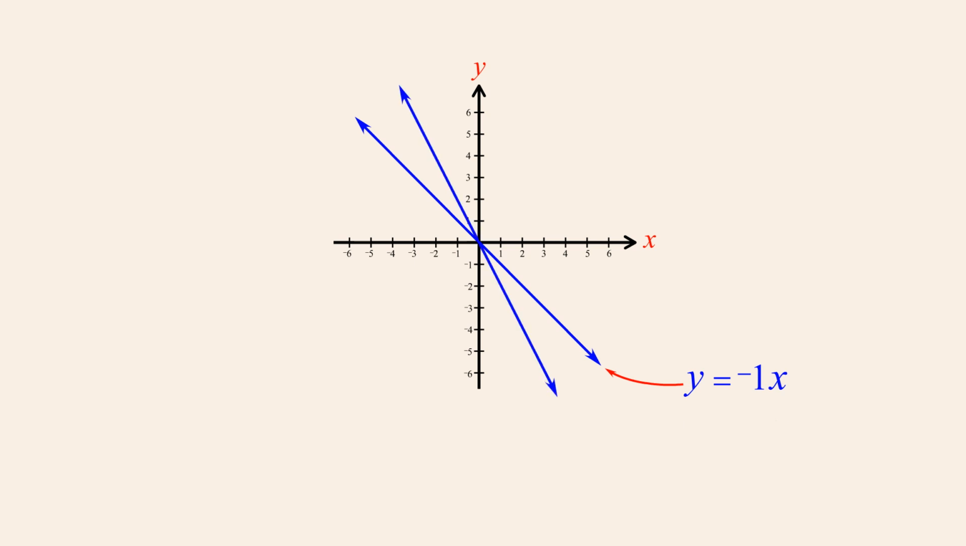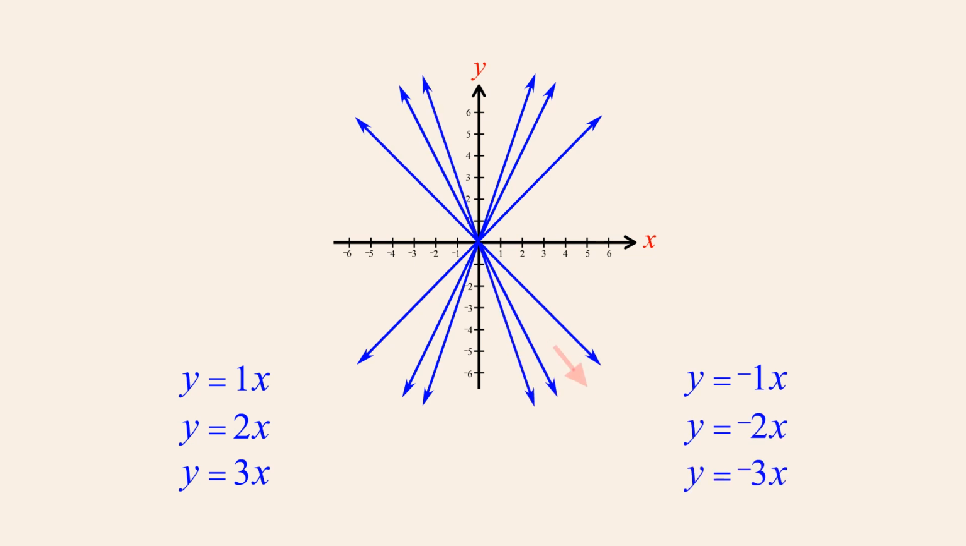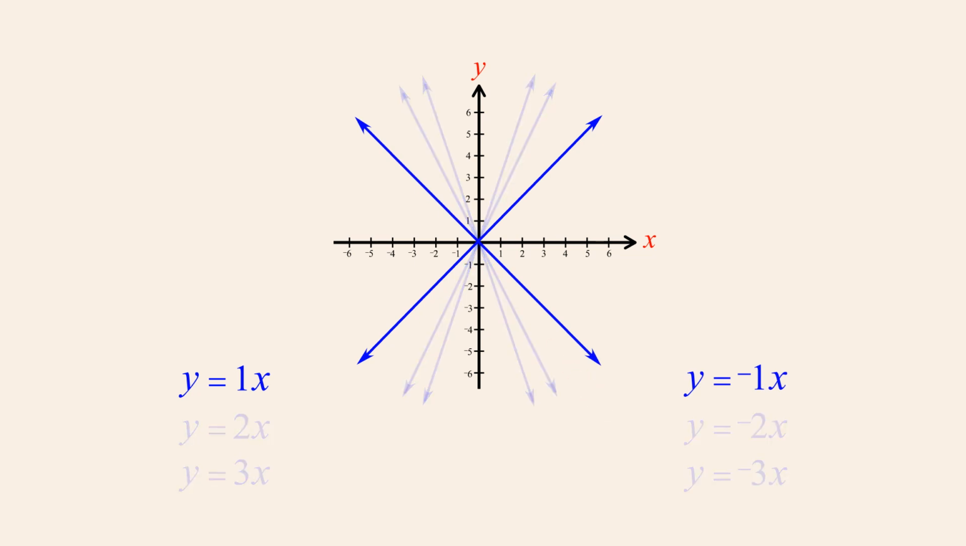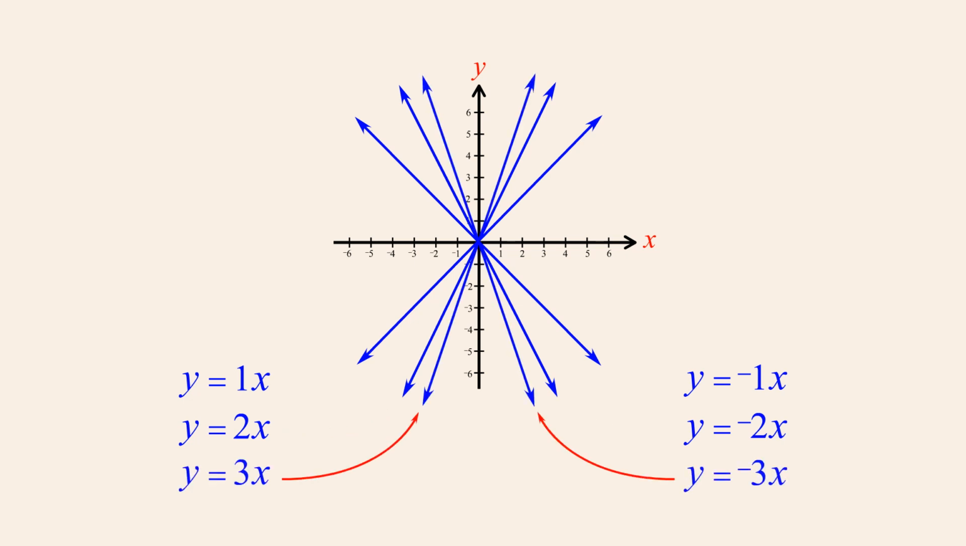Increasing the magnitude of this negative coefficient produces lines with a greater downward slope. So the sign of the multiplier determines whether the line slopes up or down, and the magnitude of the multiplier determines the magnitude of the slope. Lines which slope up as we move to the right are said to have a positive slope, and lines which slope down are said to have a negative slope.